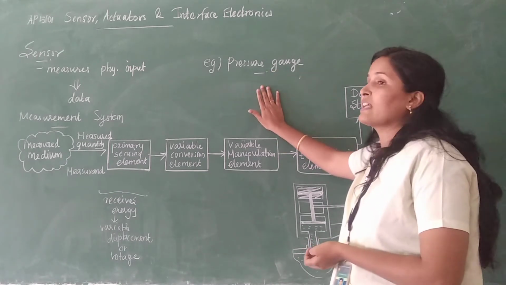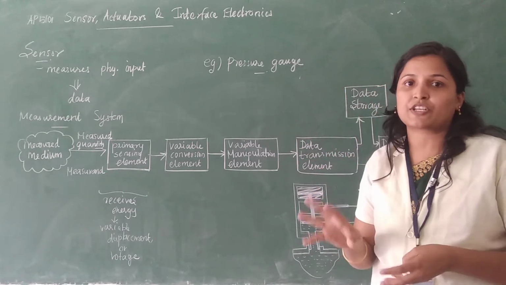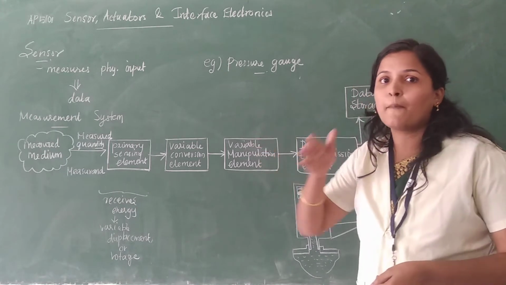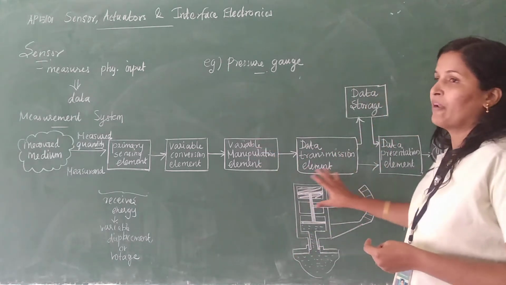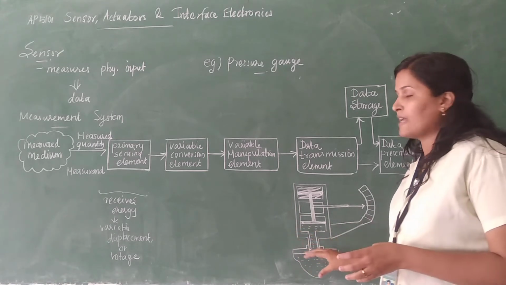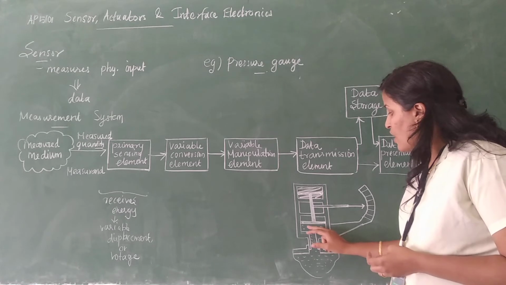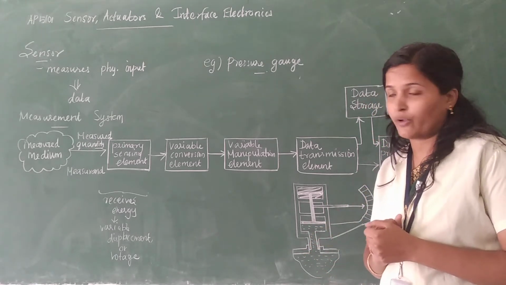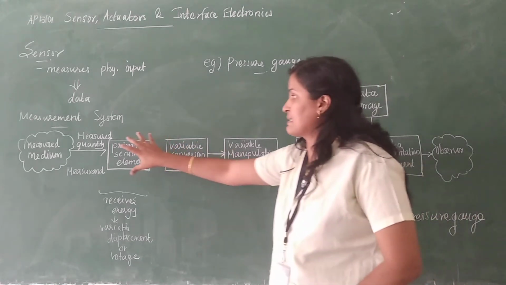So in the name itself, pressure gauge means measuring the pressure. So this sensor or measurement instrument measures the pressure. Okay, so this is a simplified diagram of the pressure gauge. What it will do is, so this is the liquid. The liquid pressure is sensed. Just compare this mechanism with this block.